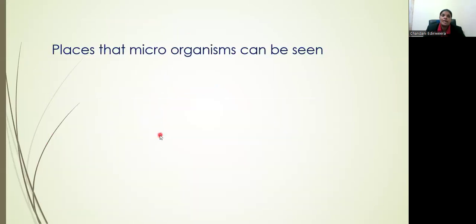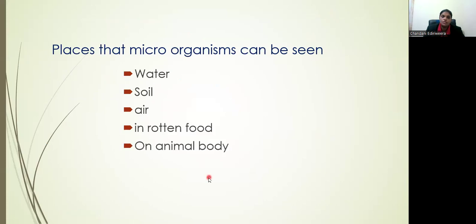right? And in what types of places other than the pond water can we see the microorganisms? You know that inside the soil, air, in rotten food, and in animal bodies, and even inside our body, these microorganisms we can see.